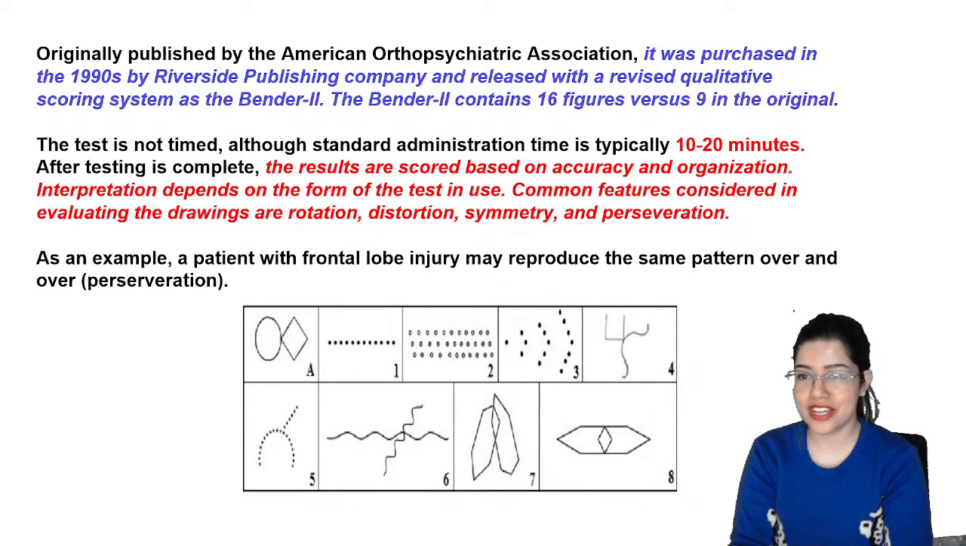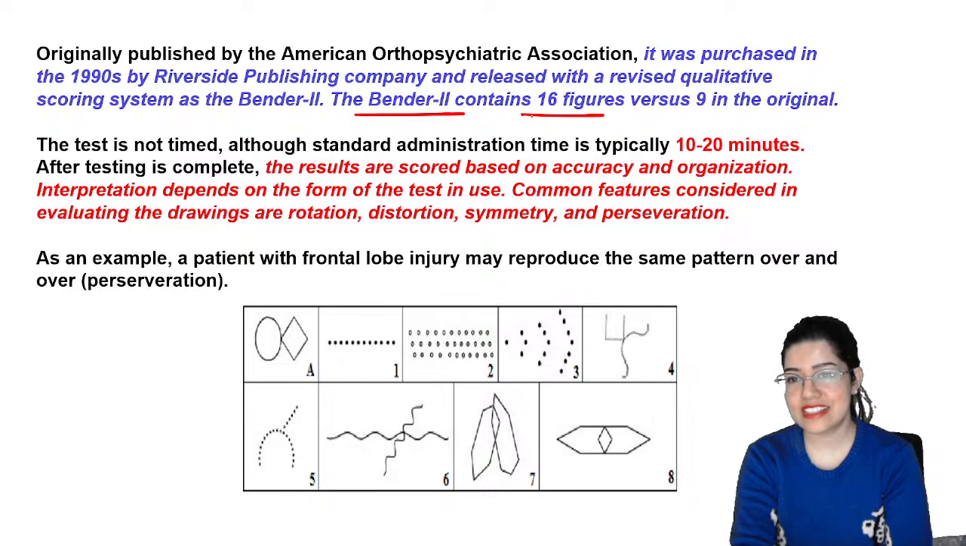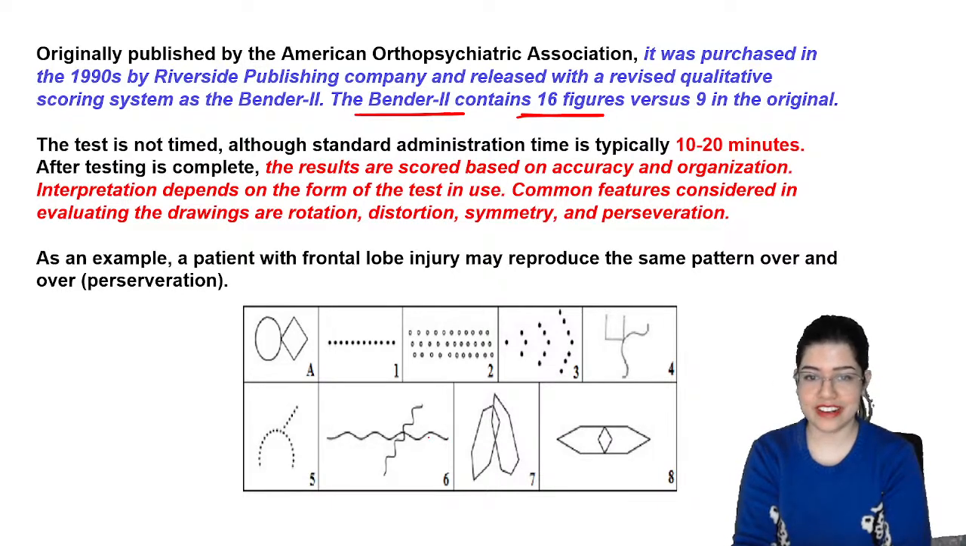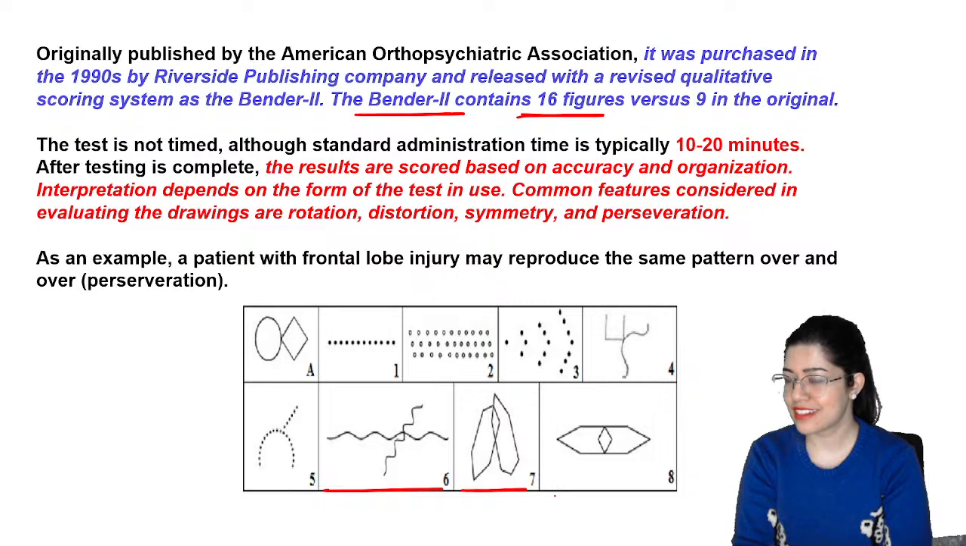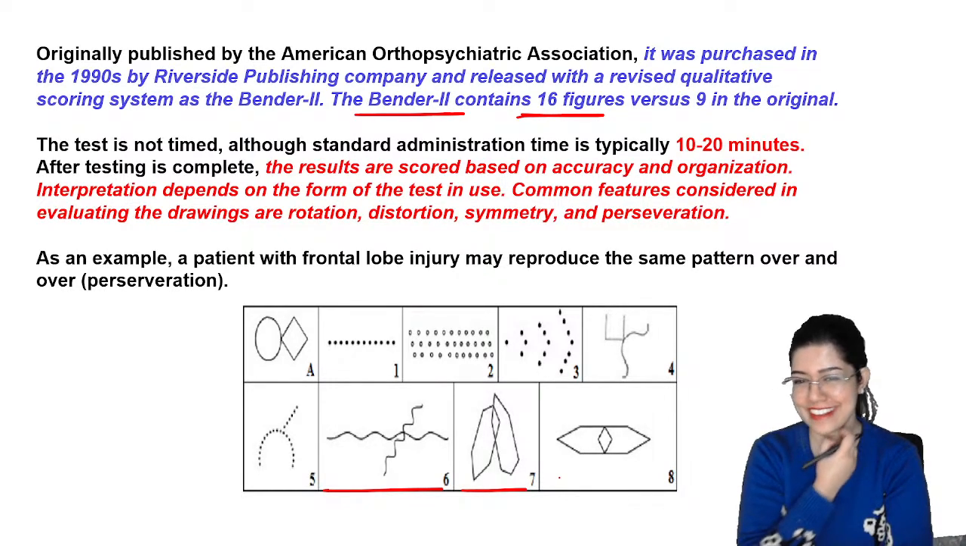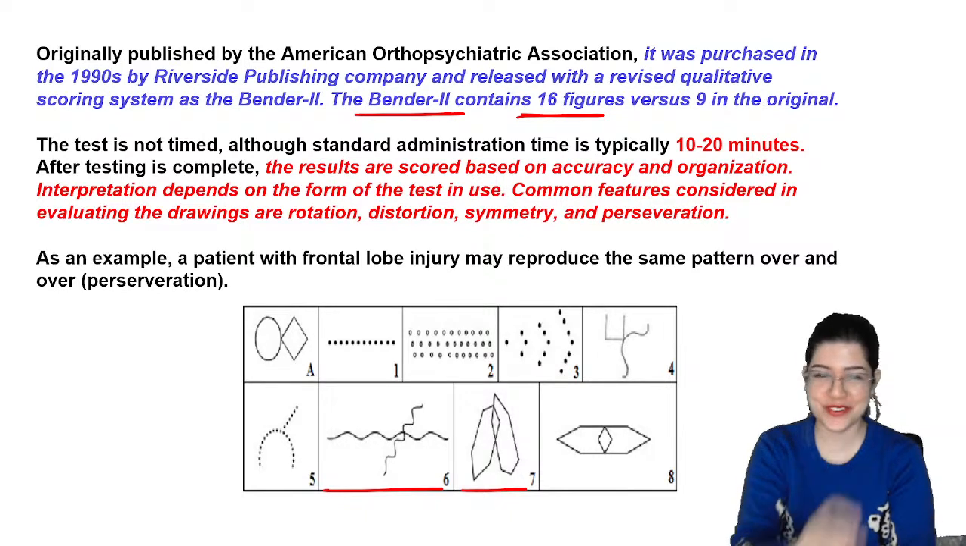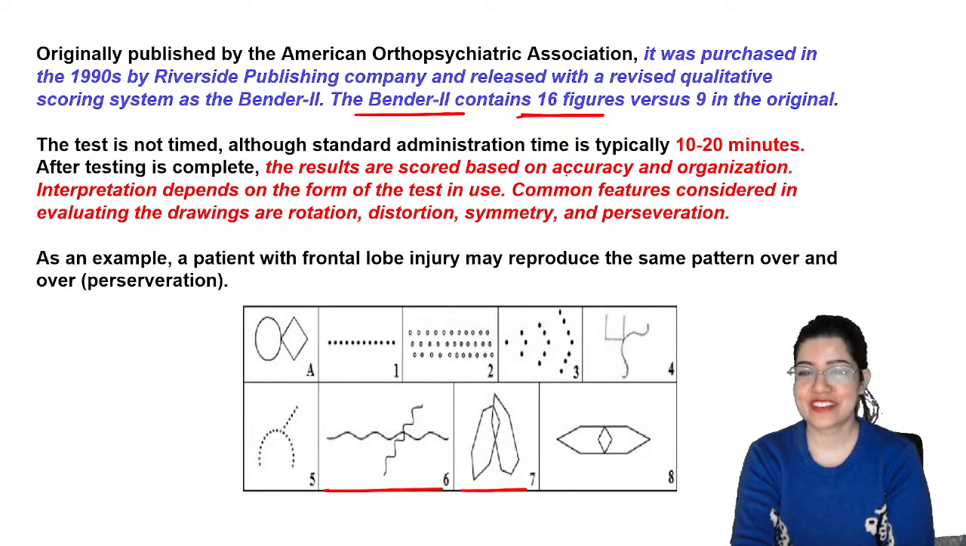Now let's see what kind of figures it actually contains. The Bender 2, which is the more recent version, contains 16 figures. Figures are generally like this. These are the kinds of shapes they give you. Look at this. I thought class was over. I told you it will take around 1.5 hours. Listen quietly, focus here. Okay.